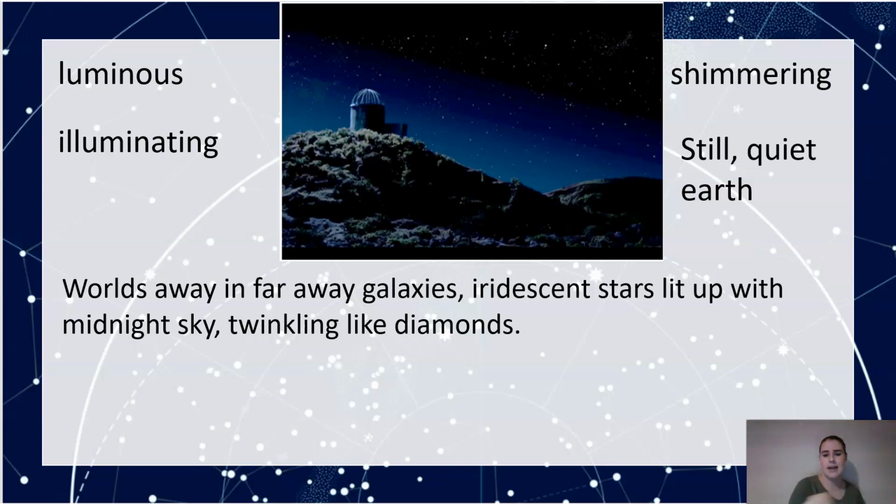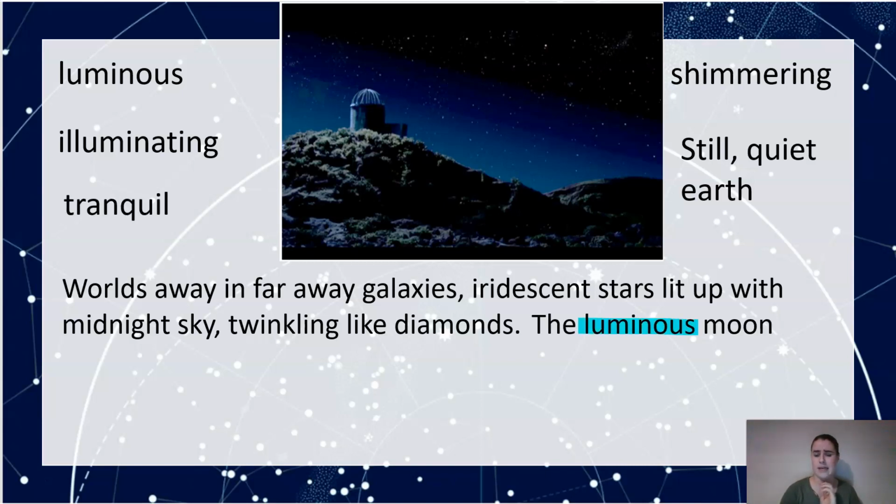So now we need to write the next part of our sentence. So I'm going to start us off. So worlds away in faraway galaxies, iridescent stars lit up the midnight sky, twinkling like diamonds. Oh, I've got tranquil. The luminous moon. Okay, so I've got my opening adjective here. So I now need to describe, well, what's the moon doing? So what could my sentence be?